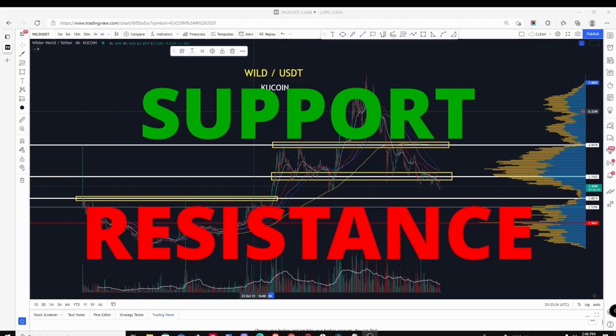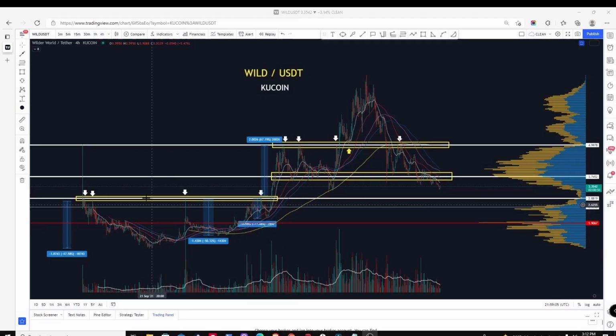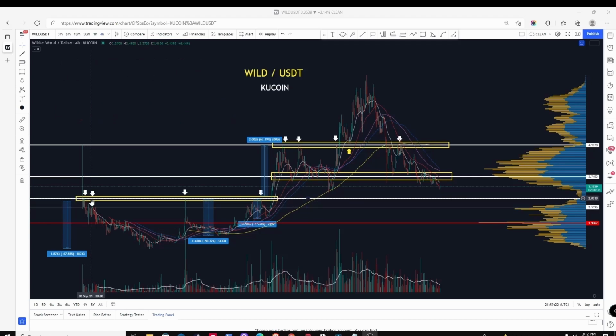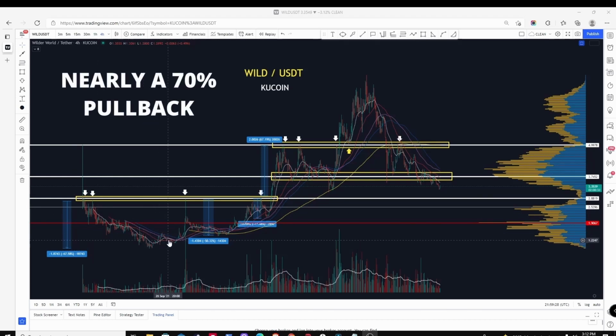Let me explain. We're back on wild, and we're going to focus on this lower support/resistance zone, and I want you to pay attention to a couple of things closely. This coin launched, there was a sell-off, and then as it tried to recover, it got rejected at this area not once, but twice. So that was where the sellers were waiting. If you see, that area had the power to drop the coin by nearly 70% before it recovered.